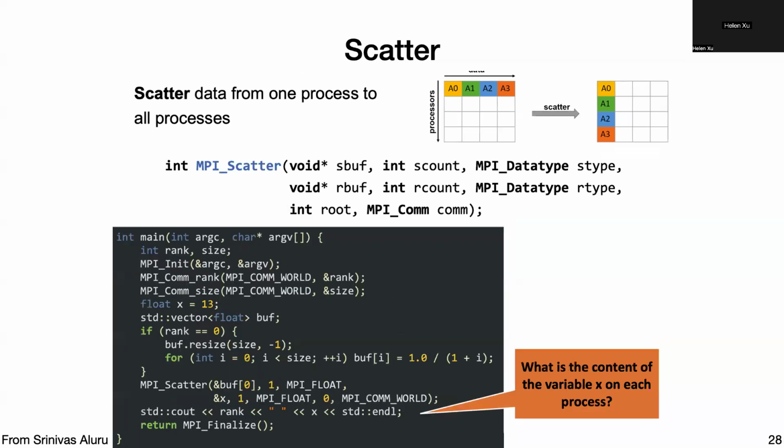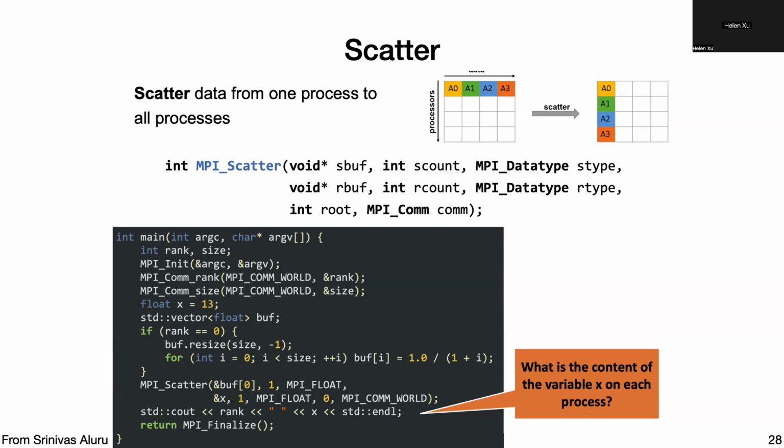The inverse of gather is scatter, and the function signature is pretty much the same. This is a similar example to what we had. If you're rank 0, then you make this size buffer, and then you fill in the buffer of size number of ranks with 1 over 1 plus the rank. So this would be like 1 over 1, 1 over 2, 1 over 3, and so on. And then you scatter.